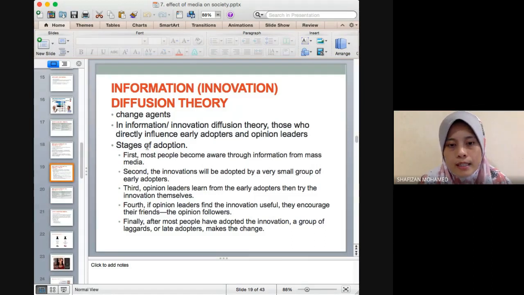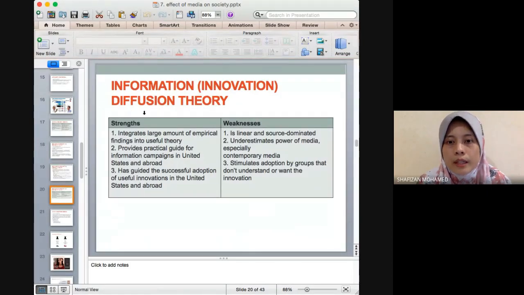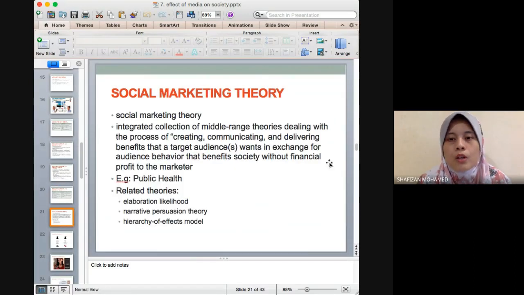We've already discussed this, yeah? So here, the strengths and weaknesses, I've already discussed this. Like I said, you can read them on your own. So there is also a group of theory that we call social marketing theory.